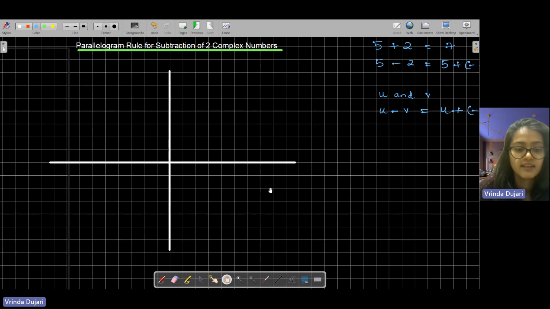All right, so let's say that you have your complex number U somewhere here. This is your U. And somewhere here you have your second complex number V, and you want to find out what will be the value of U minus V. First, we will plot negative of V.